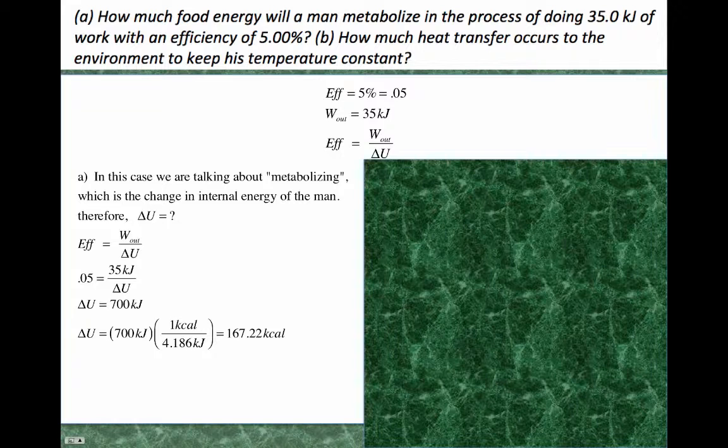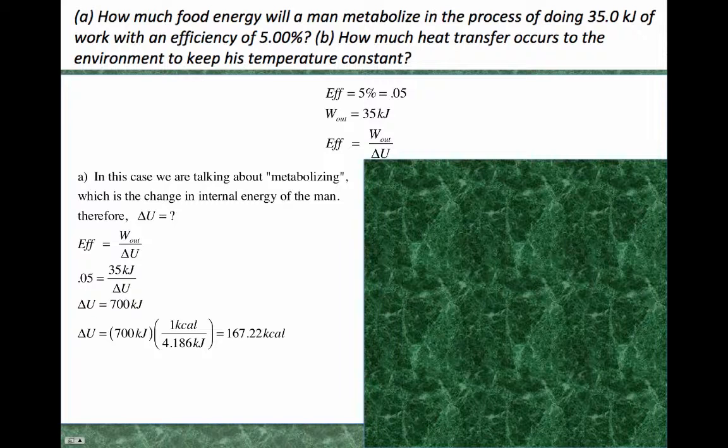But because we're talking about metabolizing food energy, it makes more sense to express it in units of kilocalories. So 1 kilocalorie is equal to 4.186 kilojoules. And that gives us the change in food energy, 167.22 kilocalories, in order for him to do 35 kilojoules of work.